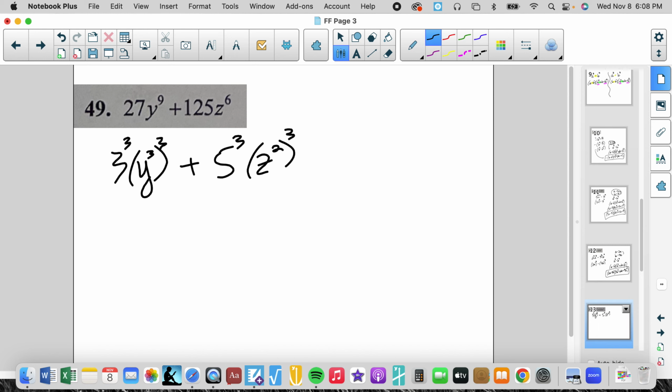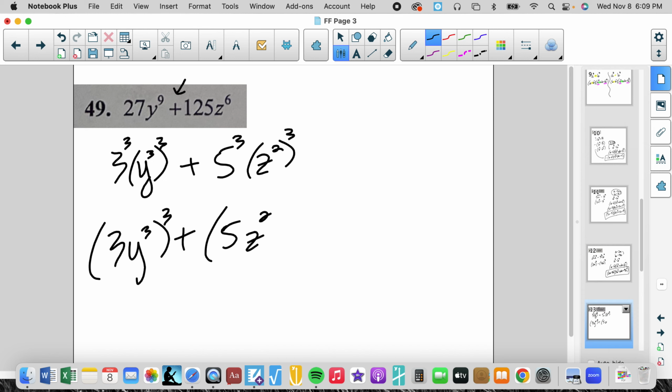So my base is going to be 3y cubed to the 3rd. Oh, this is plus. So, okay, but we still want to shoot for this, and that's going to be 5z squared. Is that the first cube? Did we do pluses or minuses? Oh, those were all minuses up until that point. 5z squared cubed.